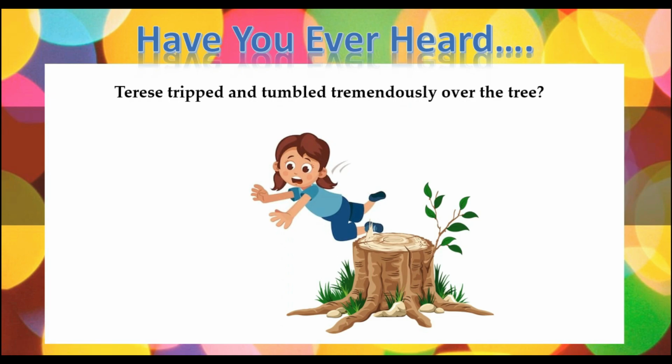Well, I'm pretty sure your answers are all correct. And here again, I have the repetition of the sound T. First in the name of the girl, Therese, then I have it in tripped, then in tumbled, then in tremendously, and last but not least, in the last word of the sentence, which is tree. So I have 1, 2, 3, 4, 5 times repetition of the sound T.